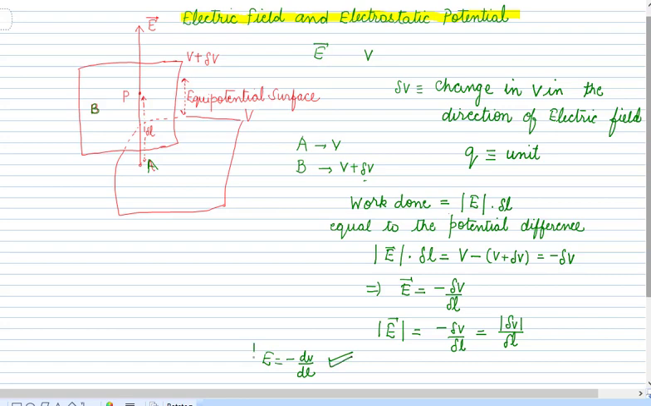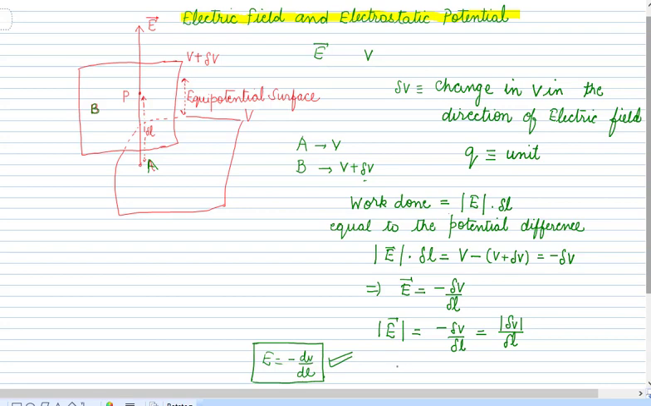We have just derived this relation, and whenever you are dealing with electrostatics or the electric field, it's a lifelong remembrance. It should always be on your fingertips, that E is equal to minus dV upon dl, or V is equal to minus integration E dot dl. So these two relations we should always remember.